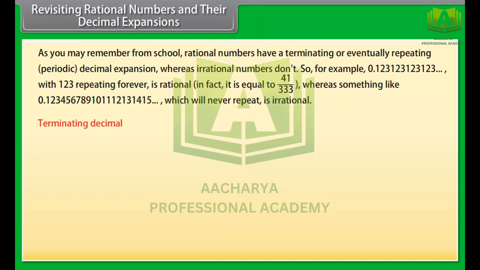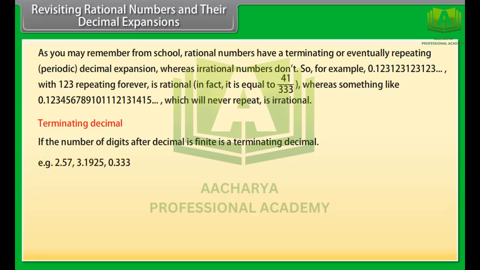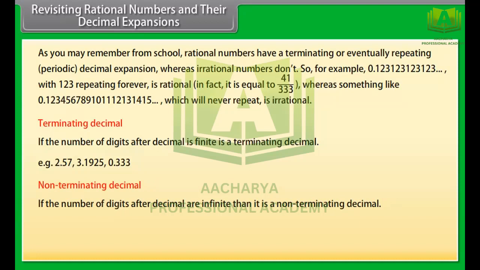Terminating decimal: if the number of digits after the decimal is finite, it is a terminating decimal. Example, 2.57, 3.1925. Non-terminating decimal: if the number of digits after the decimal is infinite, then it is a non-terminating decimal, for example 0.333.